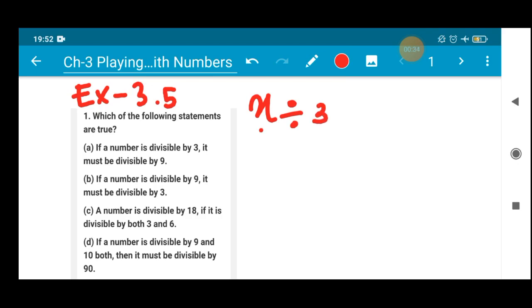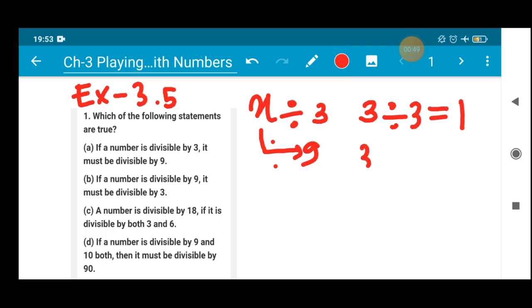So if it is divisible by 3, then it is also divisible by 9. Let's take an example. Suppose this x is 3, and this is divisible by 3. Yes, it is possible. But can 9 divide 3? No, right? So this is the first condition in which we are getting no, the statement is false.